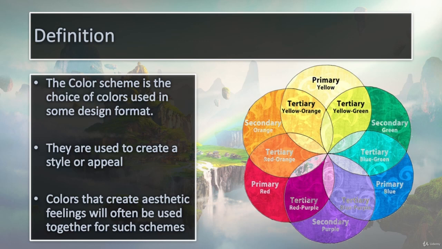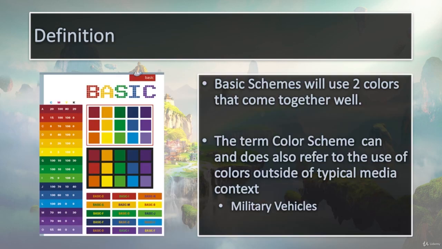But basic color schemes will use two colors that come together well, unlike red and blue. We also know that there are different groups that work much more efficiently together, that are dependent on each other. And the term color scheme can and does also refer to the use of colors outside of the typical media context, such as military vehicles. When we talk about military vehicles and their color scheme, we're talking about the patterns and the camouflage that is used.